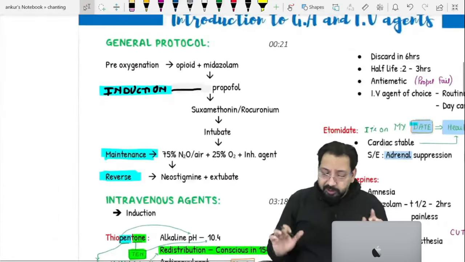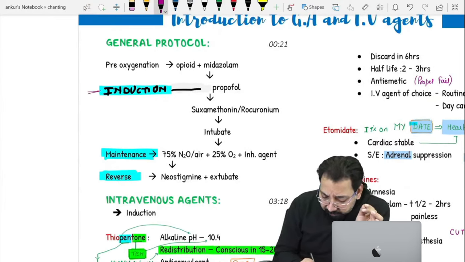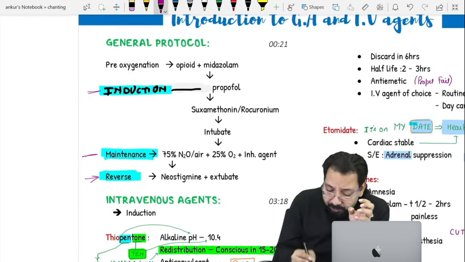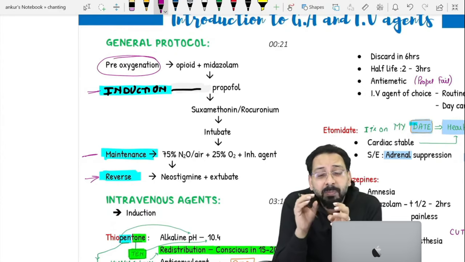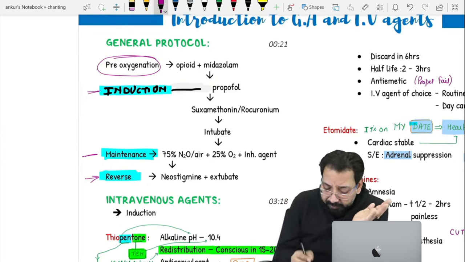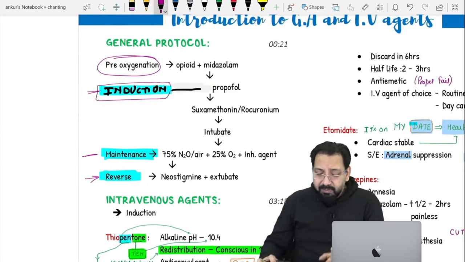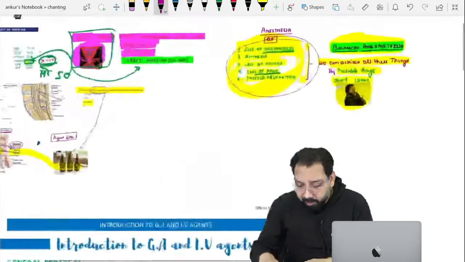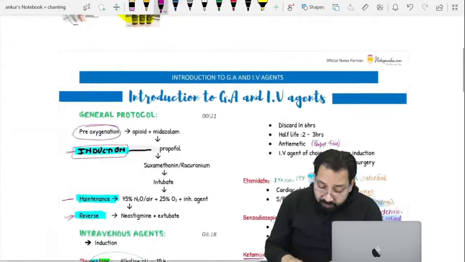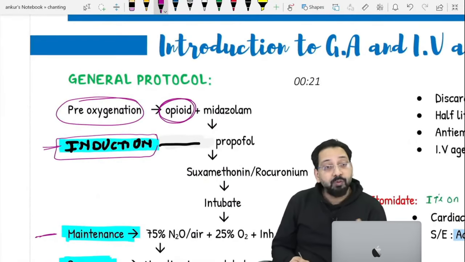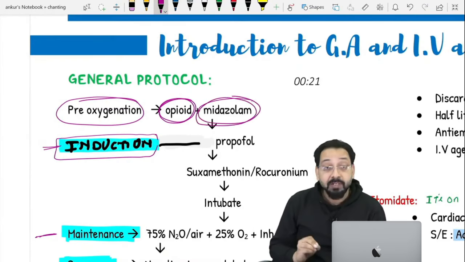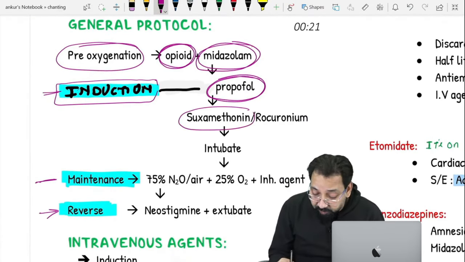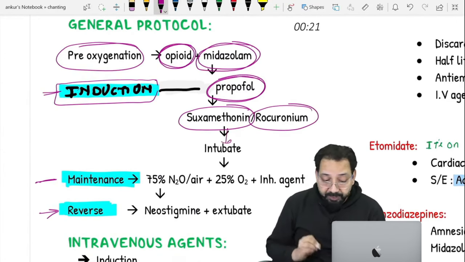In anesthesia, how many steps? First is induction, maintenance, and reversal. But before induction, we do pre-oxygenation, to replace nitrogen with oxygen. After that we do induction. We said that John Lundy said that we can achieve all these things by multiple drugs. So let's try. We want analgesia, opioid, you all know. We want amnesia, we give midazolam. We want an anesthetic agent, loss of consciousness, propofol. We want muscle relaxation, succinylcholine, rocuronium. Then you can intubate.